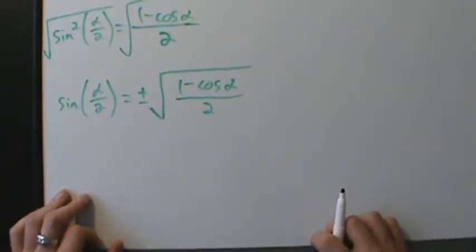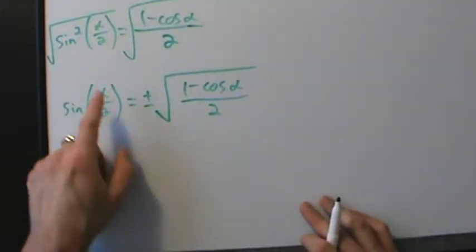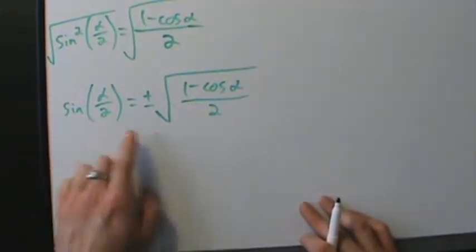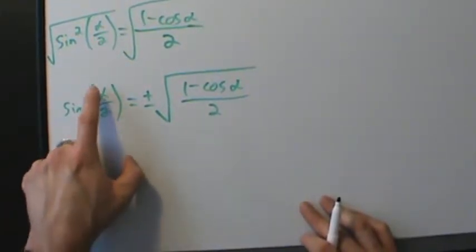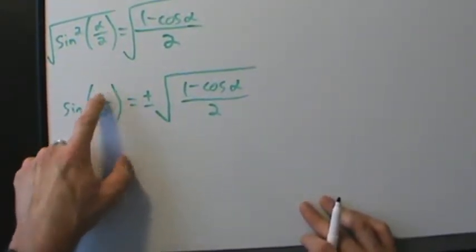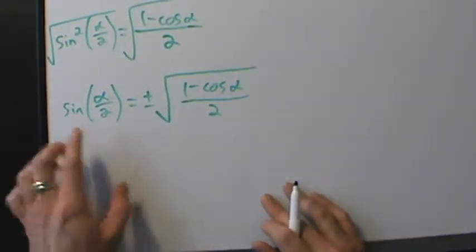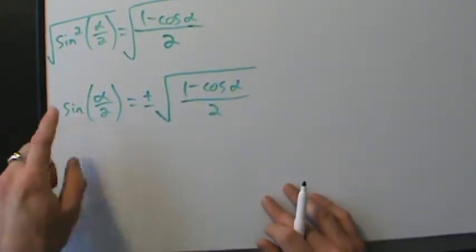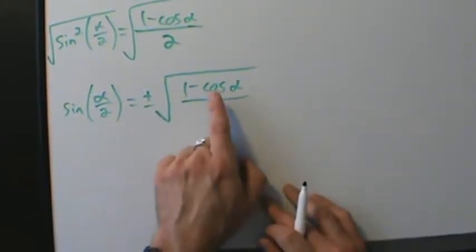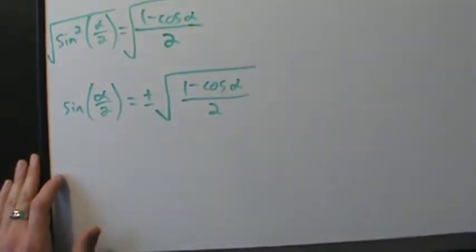Okay, so whether this is positive or negative depends on where alpha over 2 is. So be careful, it doesn't depend on where alpha is. It depends on where alpha over 2 is. If alpha over 2 is in quadrant 1 or quadrant 2, then it's positive. If alpha over 2 is in quadrant 3 or quadrant 4, then this will be negative. It depends on where alpha over 2 is, because that's what's inside of the sine function. It doesn't matter where alpha is. It only matters where alpha over 2 is, so be very careful about that. And we will see some examples with that later on.